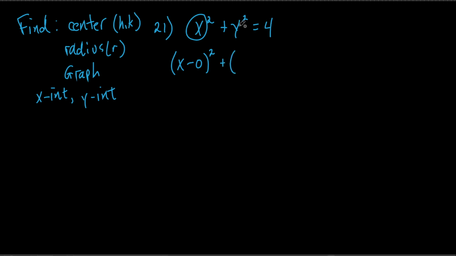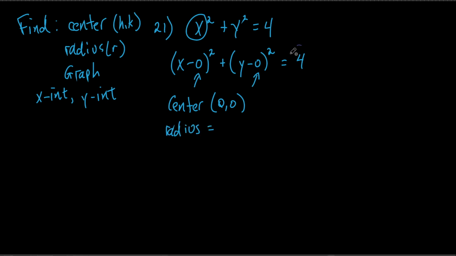What are we subtracting from y to get y squared? We're subtracting a 0 here as well. Isn't that the same exact thing? Yeah. And this is equal to 4. Now, with this information, I can easily just look at it and tell what the center and what the radius is. All right? The center is the h and the k. So what is the center of this particular circle? It's just (0, 0). Okay? And what about the radius?